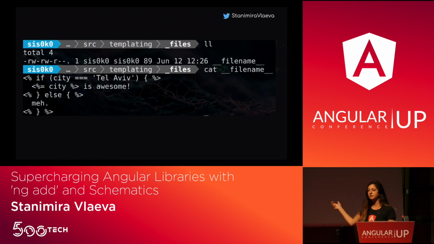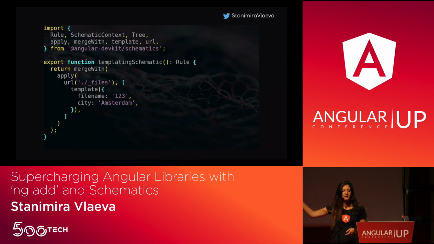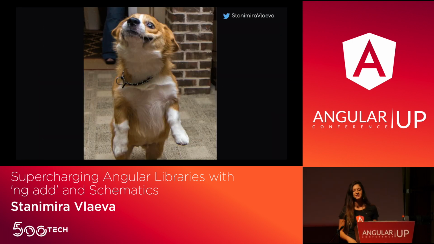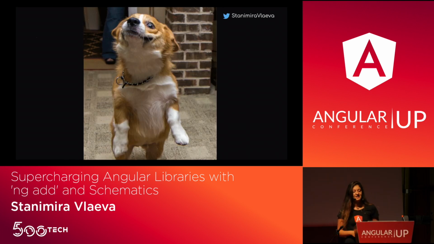And inside the file, we have content interpolation and also content evaluation. So we can write if statements, and we can also replace city. And city in this case, as you can see, is also a parameter that can be provided. This is how the template looks. And in order to use the template, we have to write something like that. My initial reaction when I saw that was, I mean, it looks kind of complicated, doesn't it?